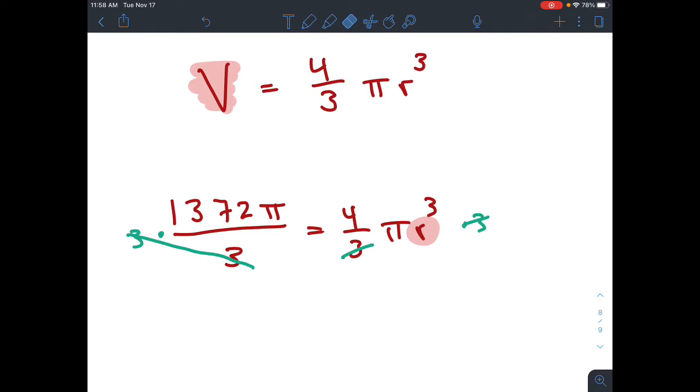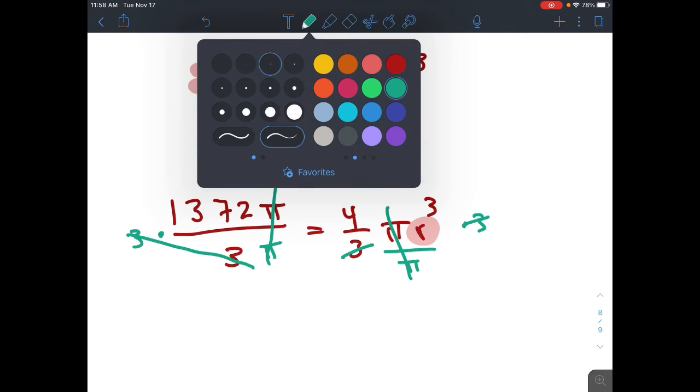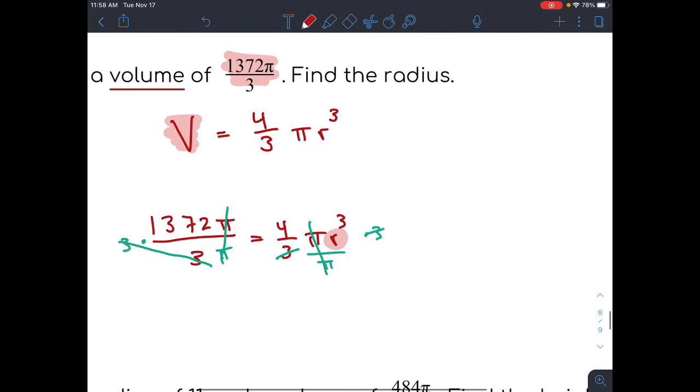let's write it this way. If I were to divide both sides by pi, the pi's would cancel out. And now that's going to make my life easier. So I'm going to write my work out again. I have 1372 on one side, and on the other side I have 4r cubed.